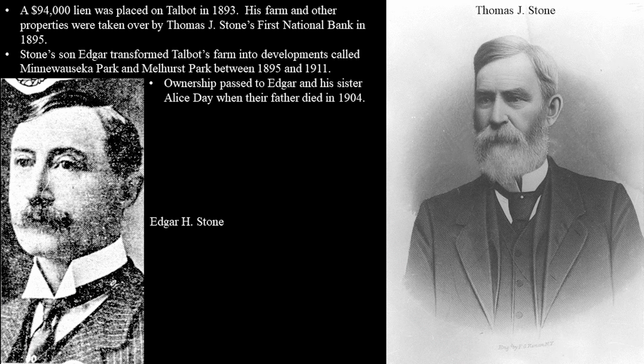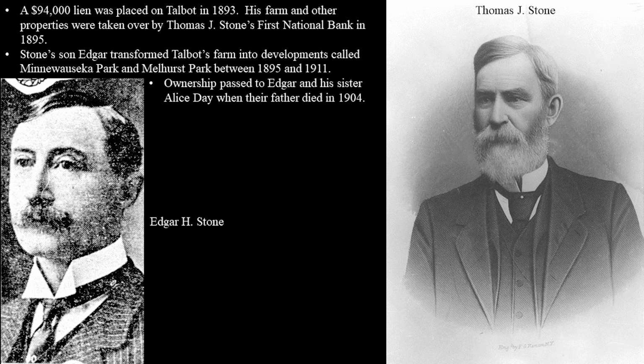But then when the panic happened, Talbot decided to just leave town, basically. And so he packed up, especially his library of books, during the night and took off. His books all ended up at the University of Iowa, since he was from Iowa City. And then the property ended up in possession of the First National Bank, which was under the control of Thomas Stone. So here we're going to get to the Stone Park idea. Basically, First National Bank and the Stone family ended up owning Talbot's farm after 1893 or so.